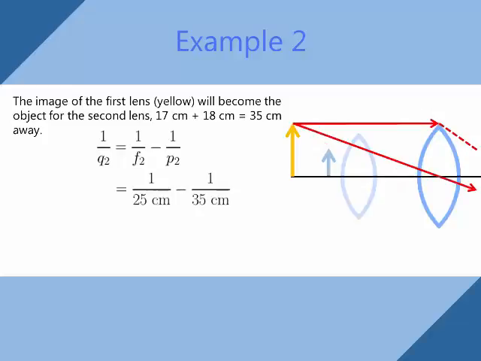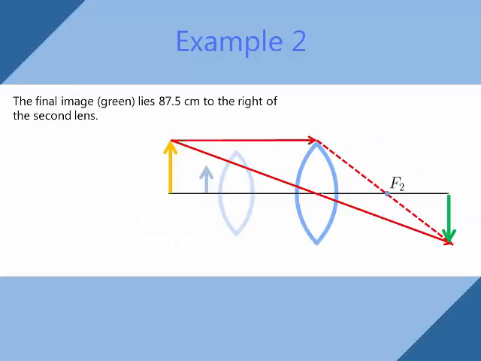Using this, we can plug 35 centimeters in as the object distance and 25 centimeters as the focal length to solve for 1 over Q2, and then take the reciprocal to solve for Q2 being 87.5 centimeters. So the final image produced by the second lens is 87.5 centimeters to the right of the second lens.